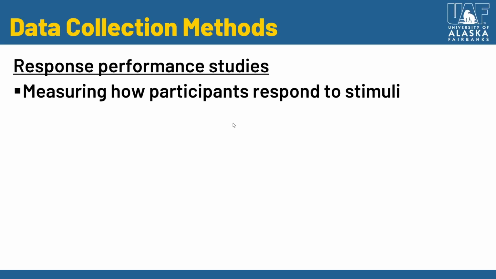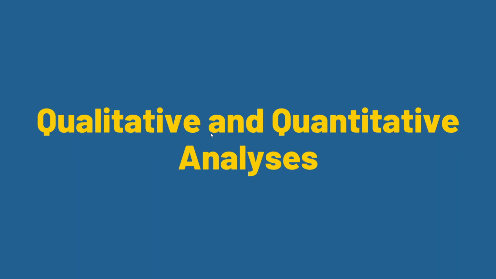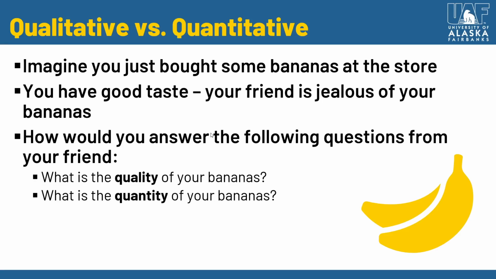Another thing closely related to that is response performance studies, right? So how participants respond to stimuli, like maybe reaction time. But point being, there's a variety of ways we can collect data in social science. In psychology, I'd say the most common one we're using is typically questionnaires and surveys, but it could be a variety of things. But it's important to think about because the data we collect will obviously affect what analyses we can do. And we tend to group those into qualitative and quantitative analyses.